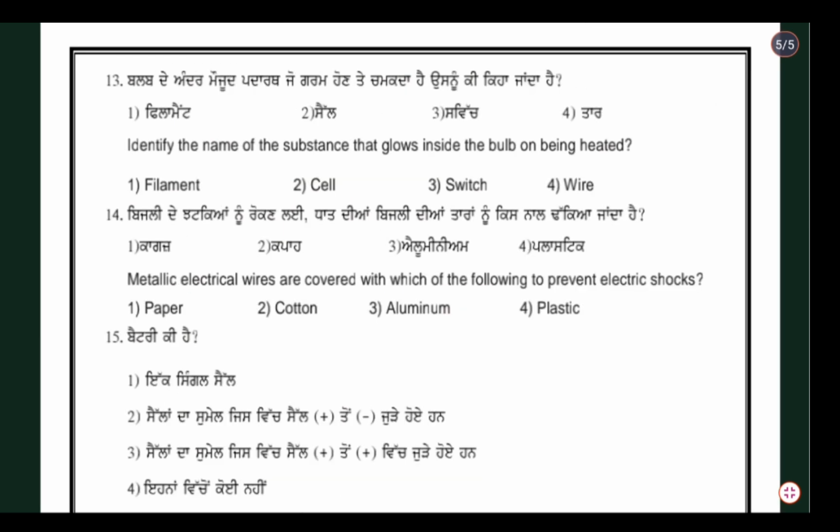So question 13 is, identify the name of the substance that glows inside the bulb on being heated. So what glows inside the bulb? Filament glows. Question number 14 is, metallic electrical wires are covered with which of the following to prevent electrical shocks? It's covered by plastic, because plastic is a bad conductor of electricity. It's an insulator.